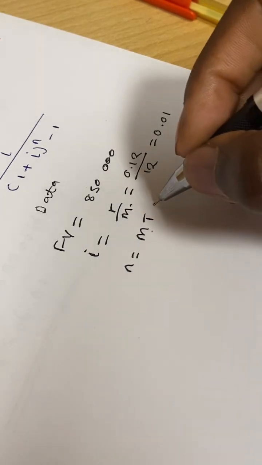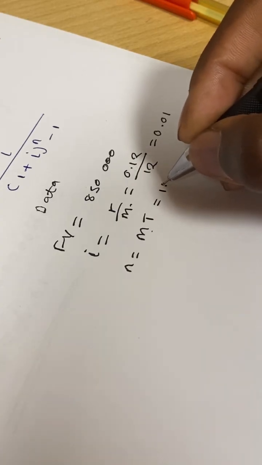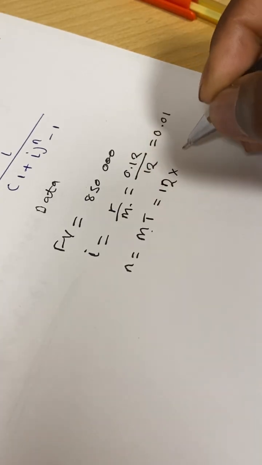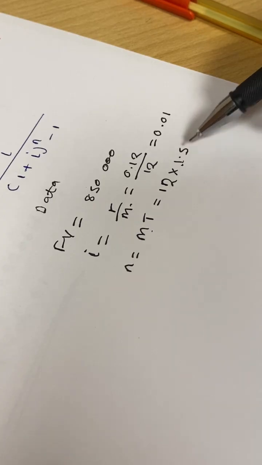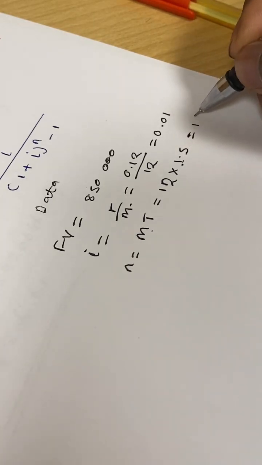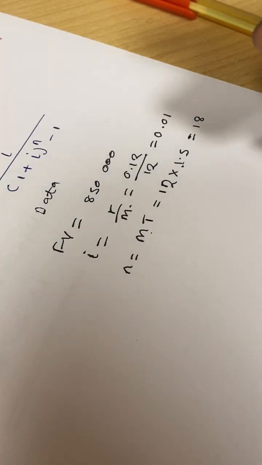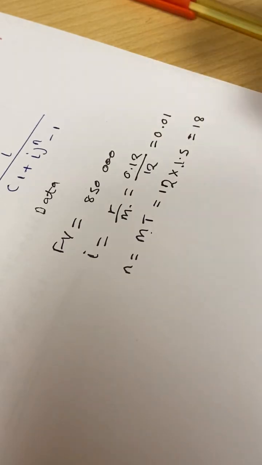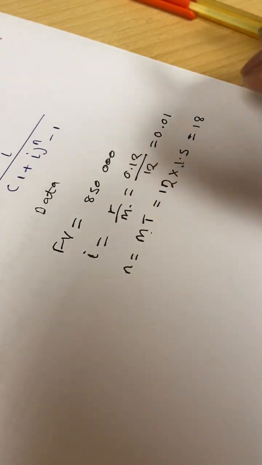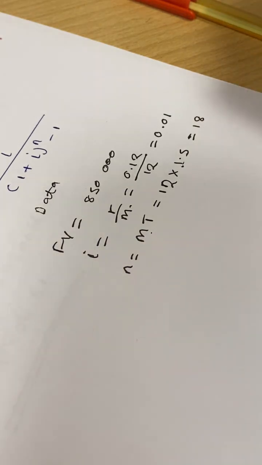So to find N, we can say M, which is 12, then we are multiplying by 1.5 years, because 18 months is like 1.5 years. So when I multiply, it's just going to give me 18. So our N is 18, meaning we are going to make 18 payments for the entire period, the entire duration of 18 months.